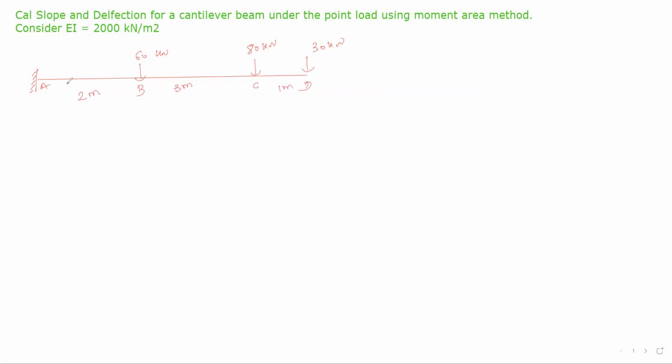Okay, this data is given. You have to calculate slope and deflection for a cantilever beam under the point load using the moment area method. So you need to calculate the slope and deflection at point B, point C, and point D. So let me start the calculation. Now, can anyone tell me what is the first step to solve this particular problem? What is the first step? What is the primary requirement?